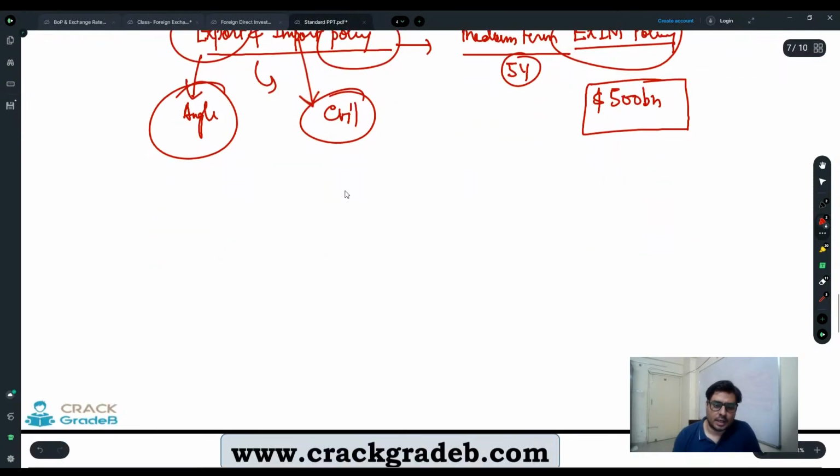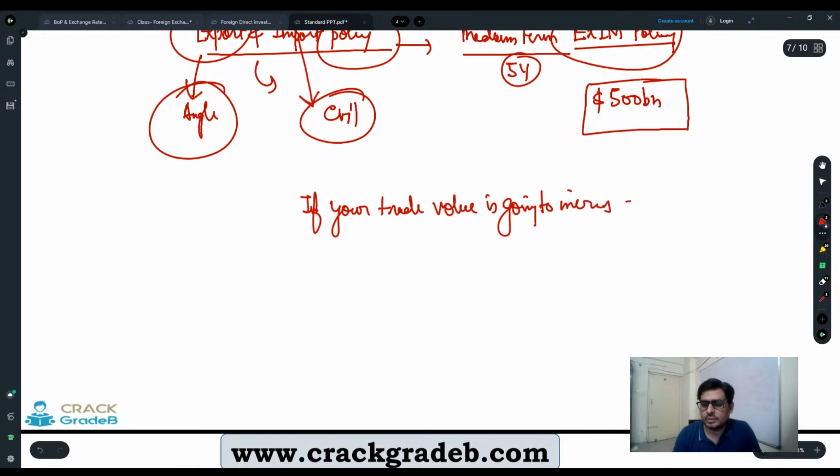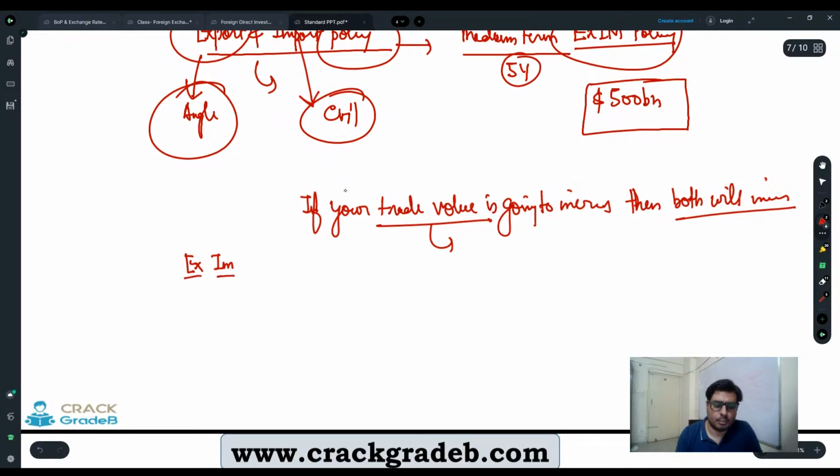But please try to understand, if your trade volume is going to increase, then both will increase. When trade volume increases, both export and import will increase.